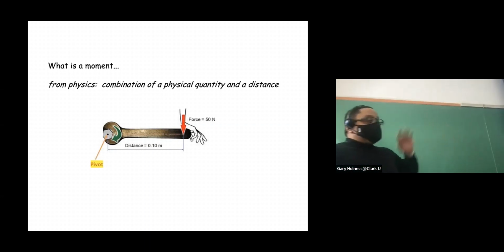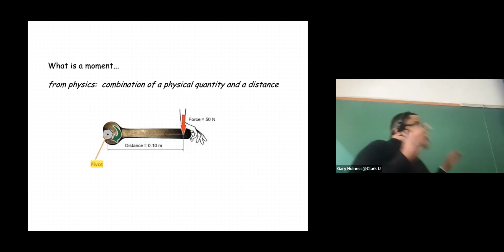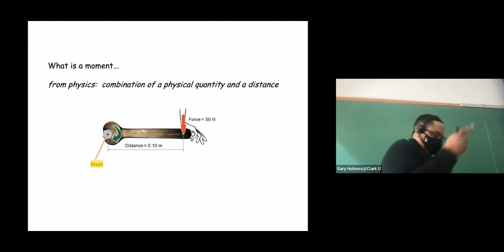So we'll go to the physics, and in physics, a moment is the combination of a physical quantity, a force, and a distance. A moment is a force at a distance. And you might ask, well, Holness, why the heck should I care about that? Let me tell you why. What this force at a distance allows you to do is effectively multiply the impact of the force you're applying. Whenever you turn a nut with a wrench, you're taking advantage of moments.